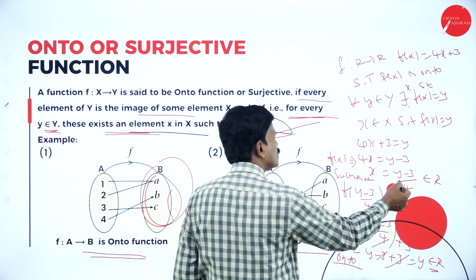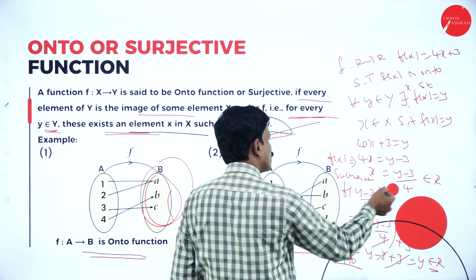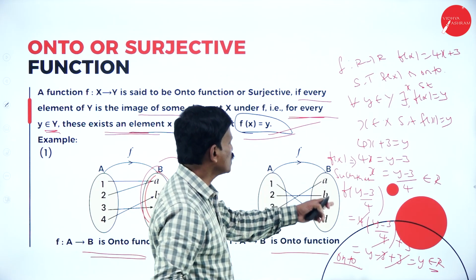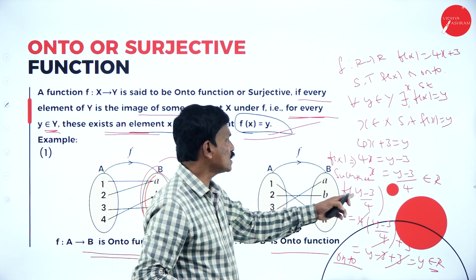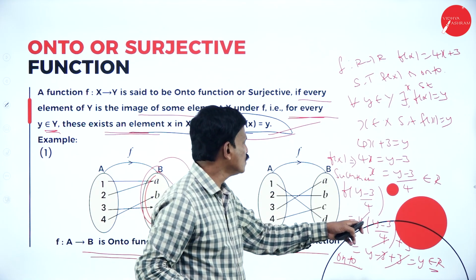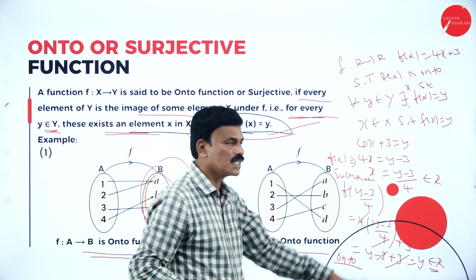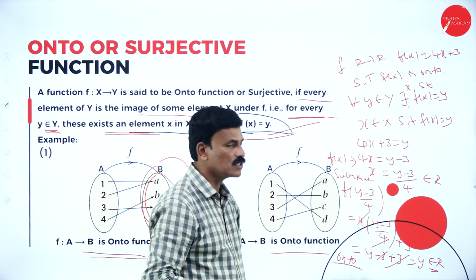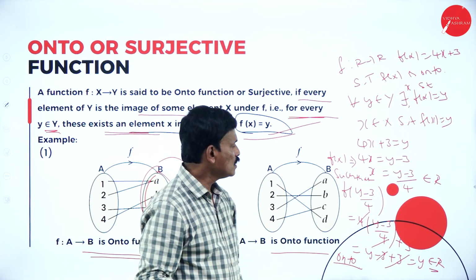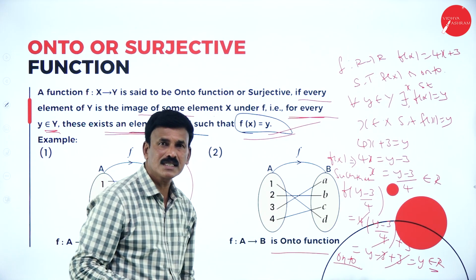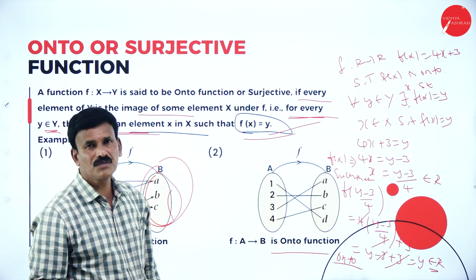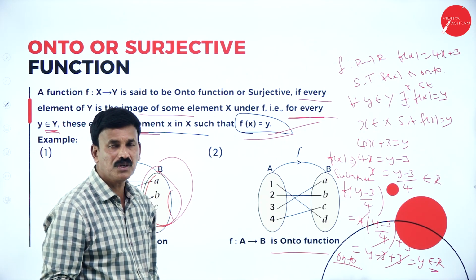4x is equal to y minus 3, or x is equal to (y minus 3) by 4, which belongs to R, such that f of x, what is f of x? 4 times x is nothing but 4 times (y minus 3) by 4 plus 3. 4 and 4 get cancelled, minus 3 plus 3 gets cancelled, that's equal to y. f of x is equal to y, where y belongs to R, hence f of x is an onto function. This is how we are going to verify one-one and onto functions.